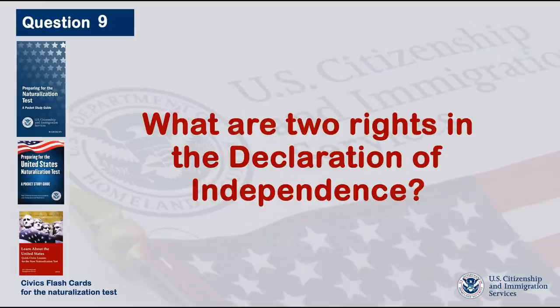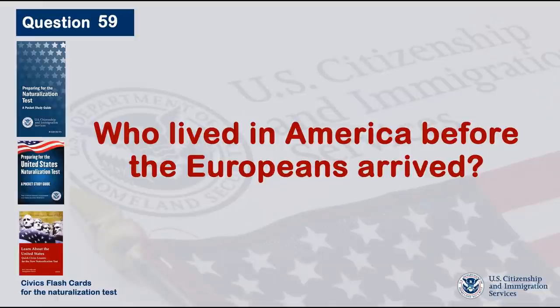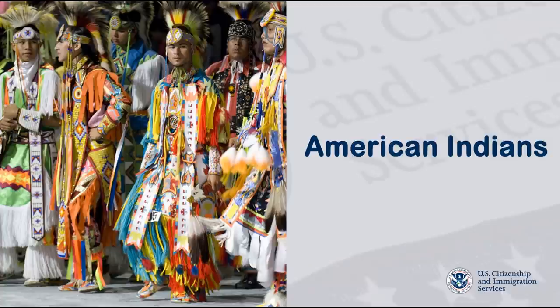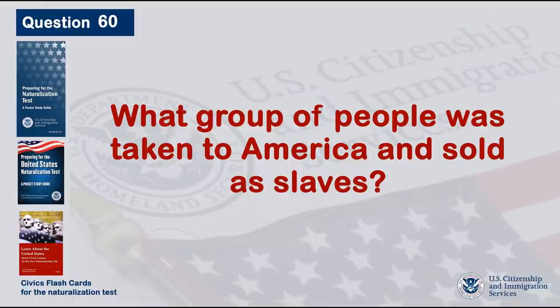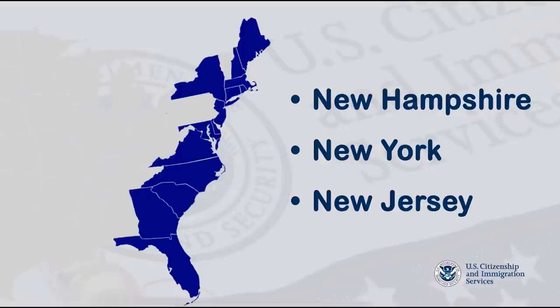What are two rights in the Declaration of Independence? Life. Liberty. Who lived in America before the Europeans arrived? American Indians. What group of people was taken to America and sold as slaves? Africans. There were 13 original states. Name three. New Hampshire, New York, New Jersey.